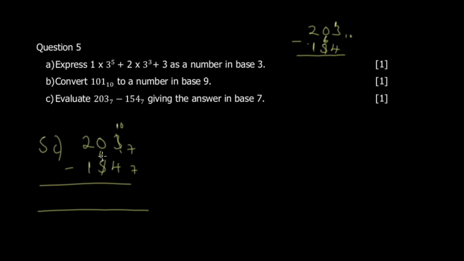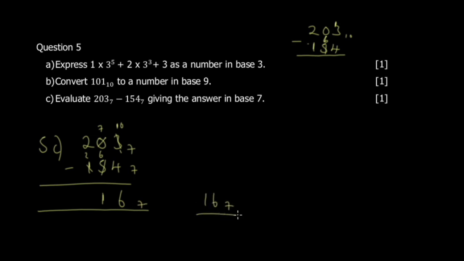Same, 0 subtract 6. It can't. So we add 7 here. Then add 1. So 10 minus 4, you get 6. 7 minus 6, you get 1. So your answer is what?